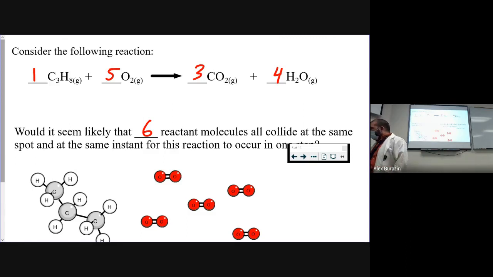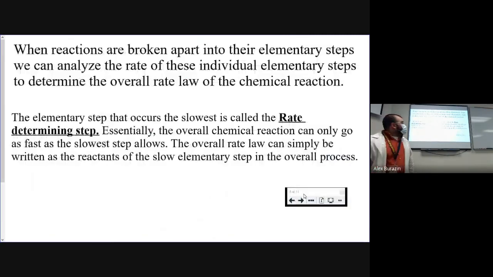And again, the reason why this is the way it is is just probability. It's highly unlikely that more than 2 molecules can collide at the same spot at the same time. Highly unlikely. And we need a collision in order for reactions to happen. All right, so when reactions are broken apart into their elementary steps, we can analyze the rate of the individual steps to determine the overall rate law. The elementary step that occurs the slowest is called the rate determining step.